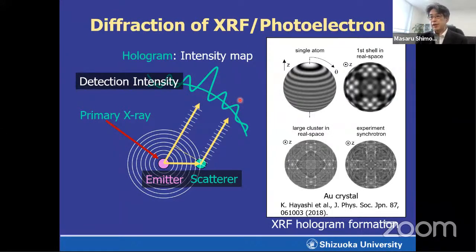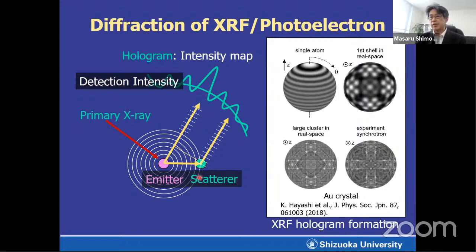And during the excitation process, here is an emitter atom of XRF or photoelectron. The emitted photoelectron or photon or electron has a wavy nature. Therefore, they are scattered by the surrounding atoms near the emitter.